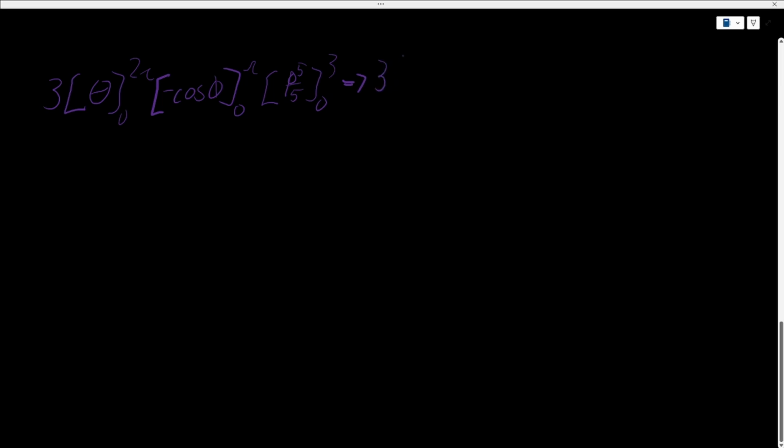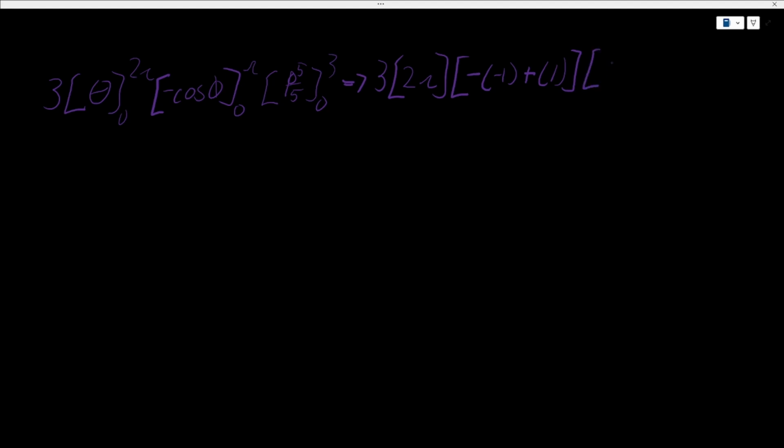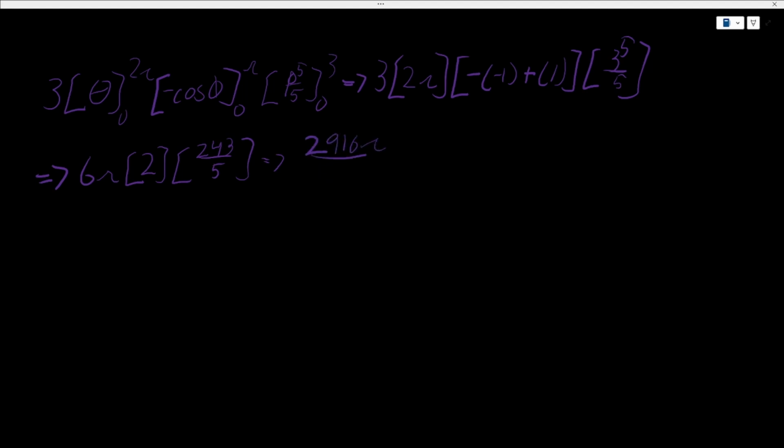So we have 3 on the outside still. Theta from 0 to 2 pi is just going to be 2 pi. And then negative cosine from 0 to pi is going to be negative 1 plus 1, which is 2. And then, of course, we'll just have 3 to the 5th over 5. Let's continue to simplify. We'll get 6 pi times 2 times 243 over 5. And lastly, combining everything, we'll get 2,916 pi over 5.